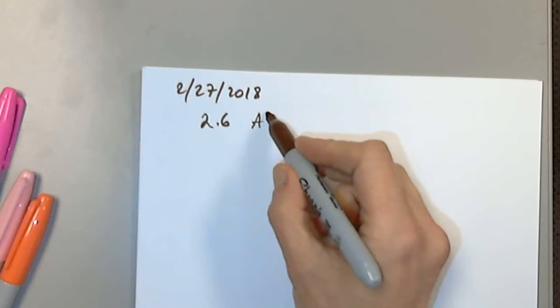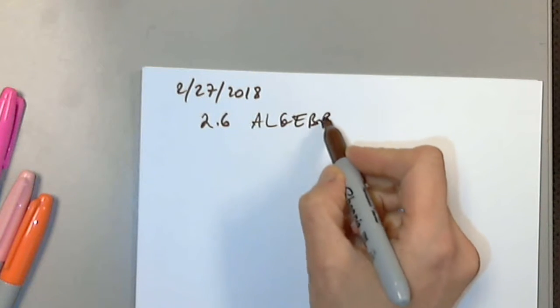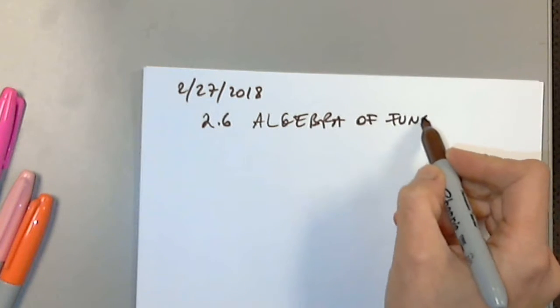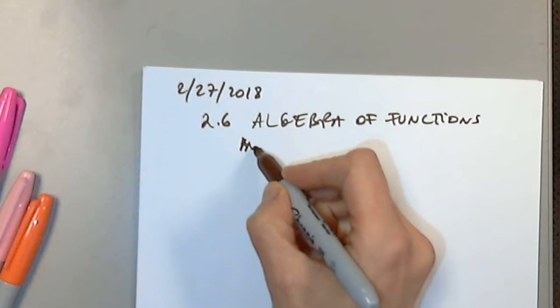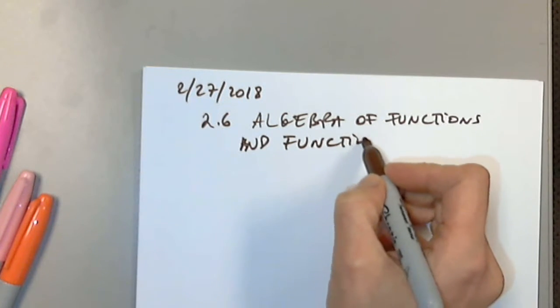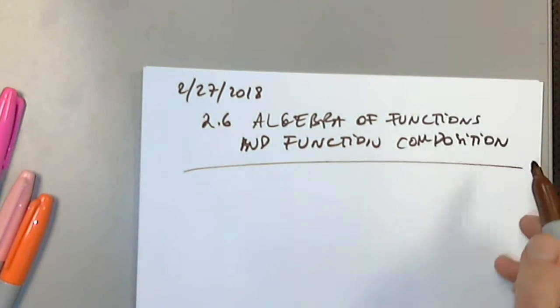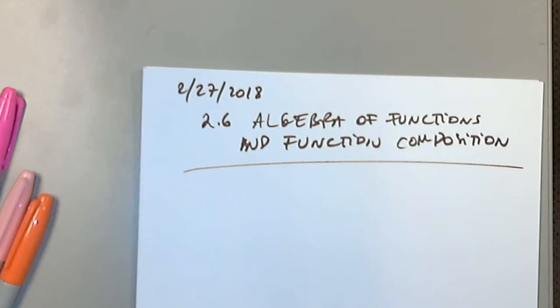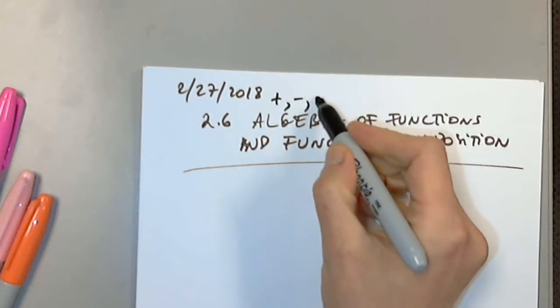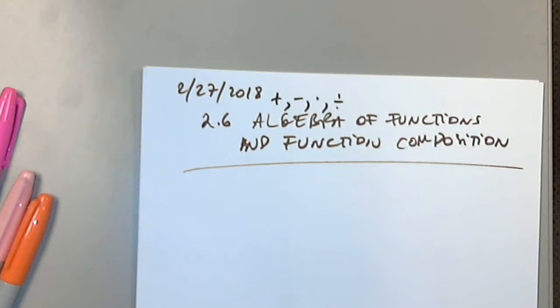So I would like to call this section Algebra of Functions and Function Composition. Again, all these topics were covered in the previous course. When we talk about algebra, we really think of adding, subtracting, multiplying, and dividing. That's what algebra is all about. But this time we're talking about functions. So something must be different, right?